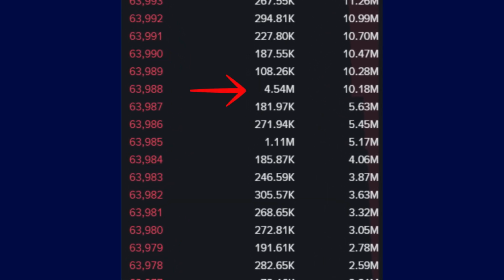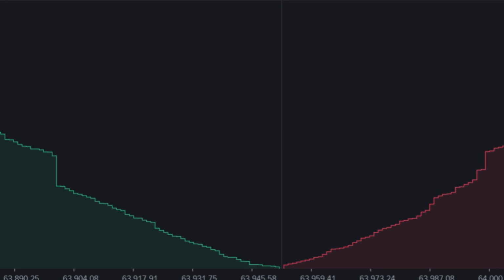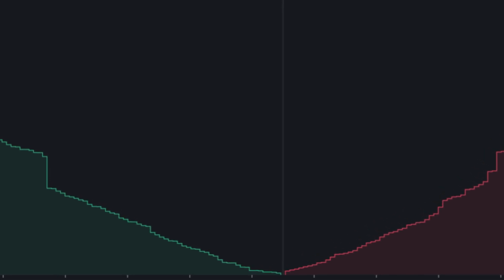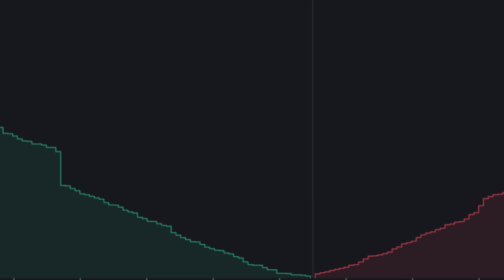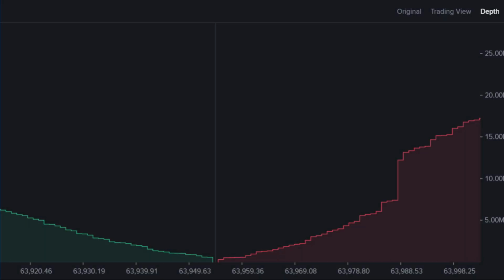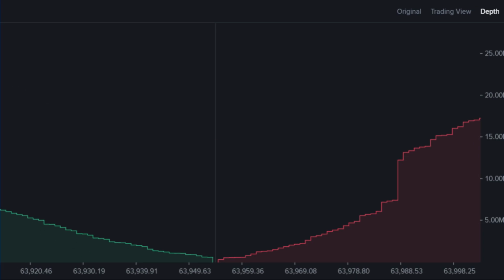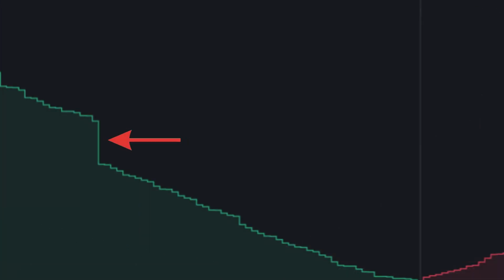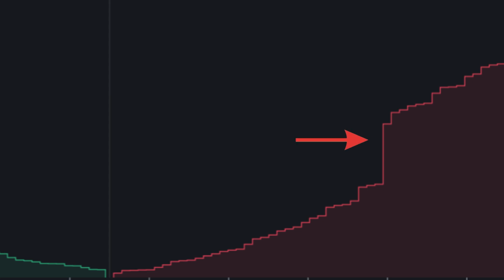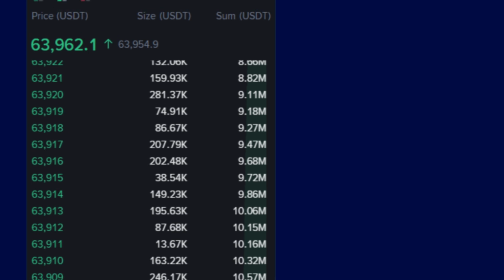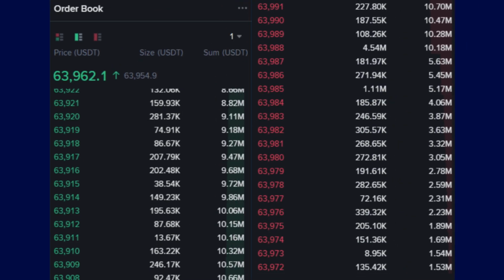Now, watch what happens when I switch to the depth chart. Same information, different picture. The bid wall becomes this steep cliff on the left. The ask wall becomes the cliff on the right. Price is sitting in the valley between them. That cliff on the left, that's your support. The cliff on the right, that's your resistance. Not drawn on a chart by hand, sitting there in real orders, placed by real traders.